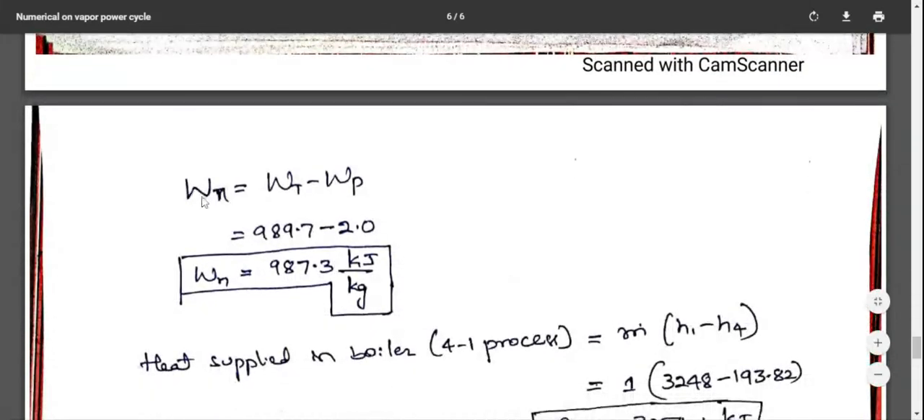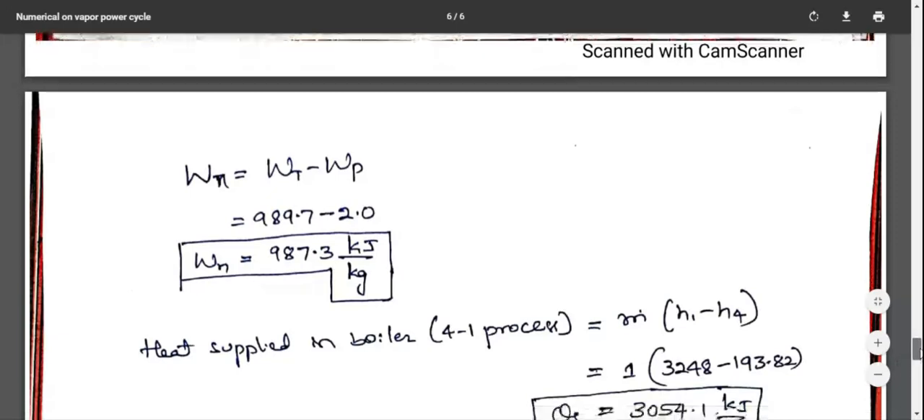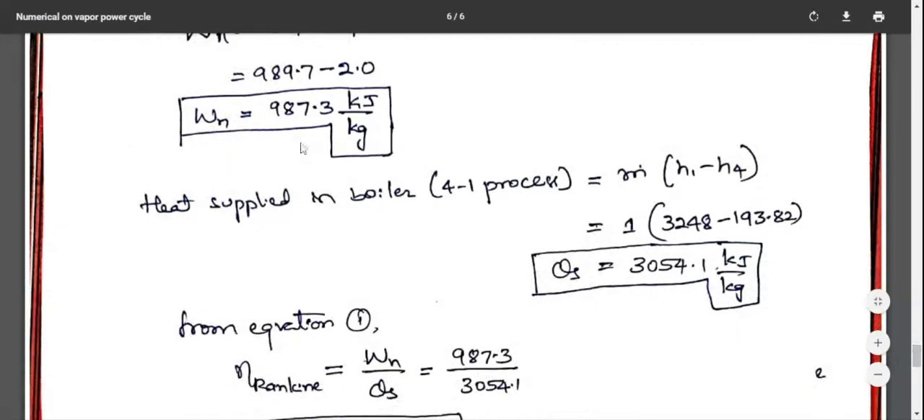So I will consider it in calculating net work done. Net work done is equal to Wt minus Wp. So this minus 2, 987.3. Once you calculate these values, they may not match exactly with your calculator or your answers, but almost all of them will be nearer to the answers.